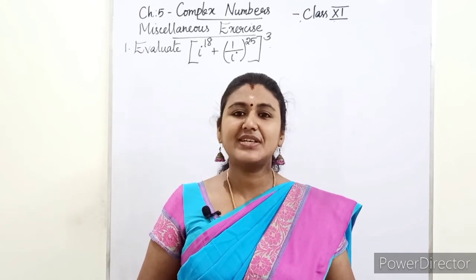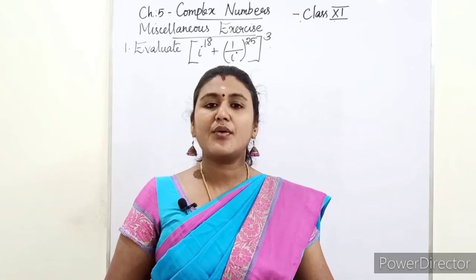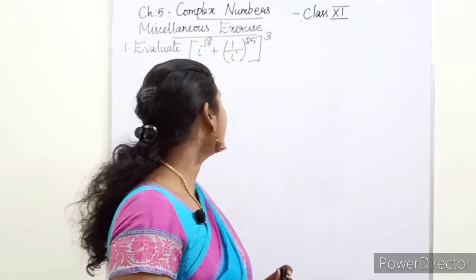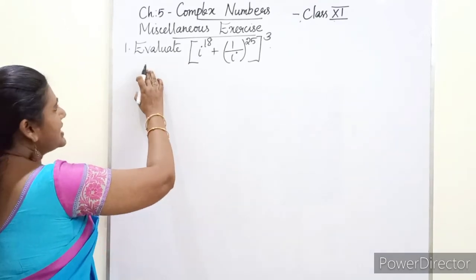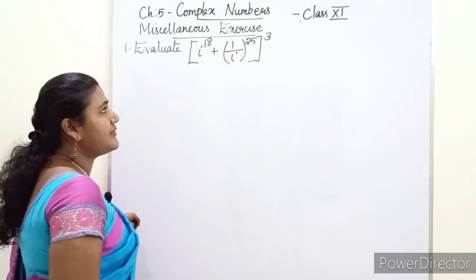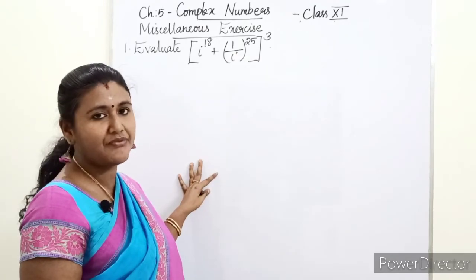In today's class we will continue with the chapter complex numbers of class 11. Today we are going to learn questions in miscellaneous exercise. So the first question: evaluate (i^18 + (1/i)^25)^3. So this is the question. We have to simplify this.